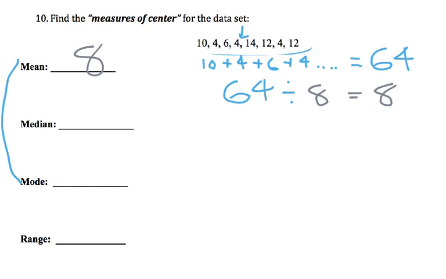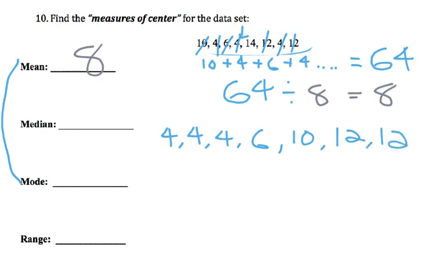I see that we have a bunch of 4s. 1, 2, 3. And then we have a 6. The next biggest one is a 10. And then we have 2 12s. Oh, one more number. We also have a 14.